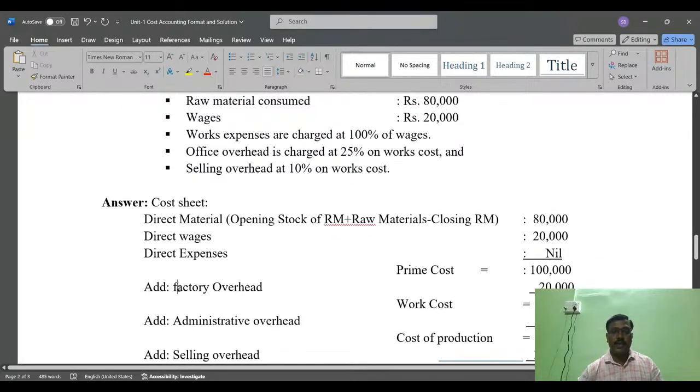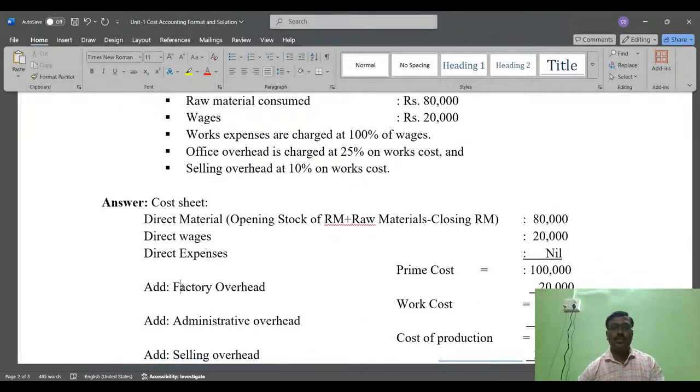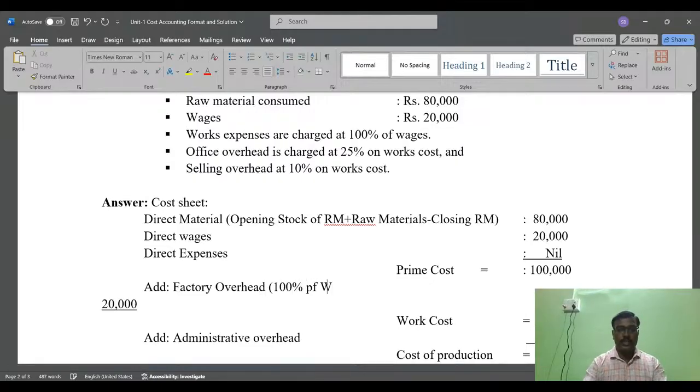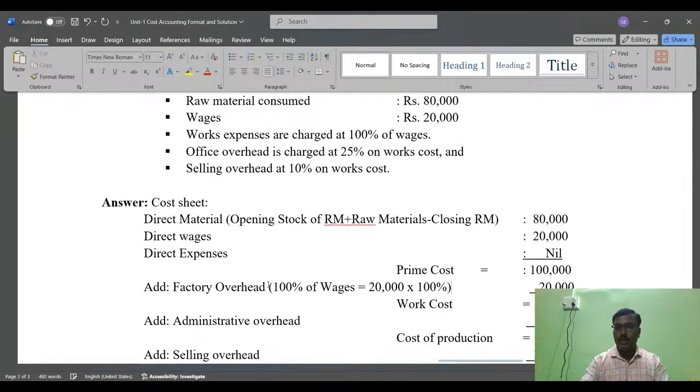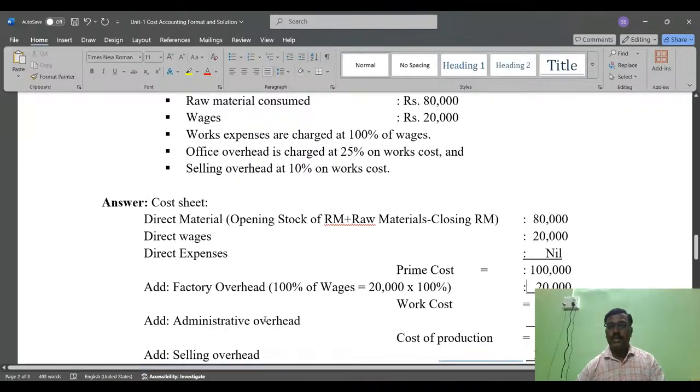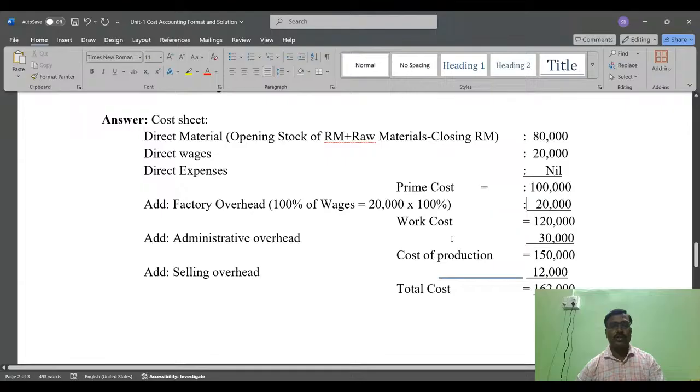From the prime cost, we have to add the factory overhead. Have they given the factory expenses? No, rather they have given the work expenses are charged at 100% of wages. So factory overhead is the work expenses. What they have given? 100% of wages. What is the amount of wages here? In this case, the wage amount is 20,000 into 100%. So what is the amount that we could get? 20,000. Okay, the answer is work cost rupees 1,20,000.